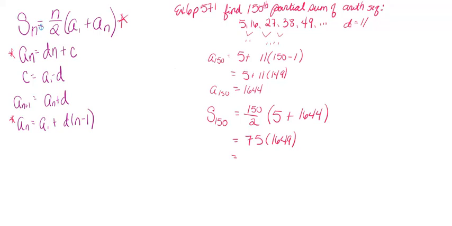And when I multiply those numbers together, I get 123,675. And that is the sum of the first 150 terms of this arithmetic sequence. You could solve it, again, by finding each term and adding them together, but that's open to a lot of mistakes and takes forever. It is so much simpler to just use this formula.